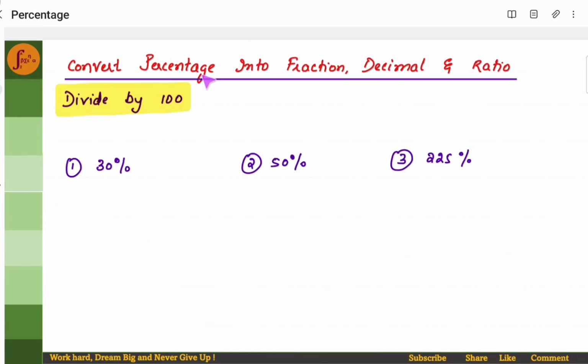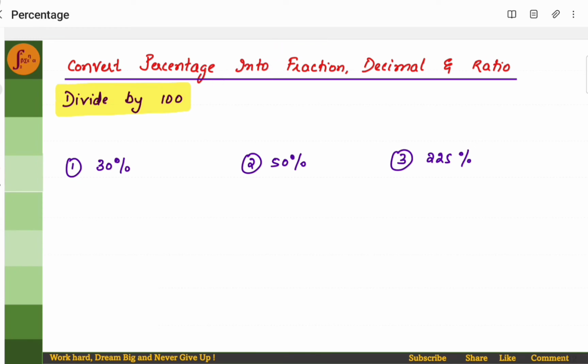Now, if a percentage is given, how do we convert that into fractions, decimals, and ratio? Now it's completely the opposite of what we did. Earlier we were trying to convert fraction to percentage, decimal to percentage, and ratio to percentage. Now we will do the opposite. We'll convert percentage to fraction, percentage to decimal, percentage to ratio. It's exactly the opposite process.